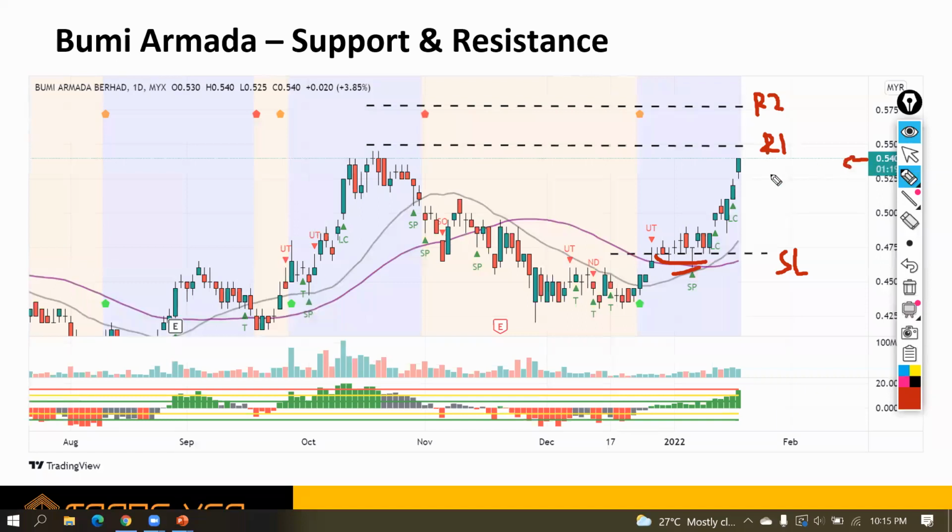Now do you think that with this price, if I enter tomorrow at 54 cents, it will give me a good risk to reward? What do you think? Assuming today's close is 54 cents, and my first TP, or my first resistance, is 55 cents. The second one is 57 cents, but my support is 47 cents.